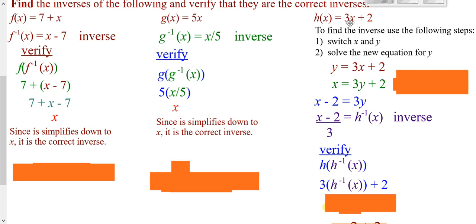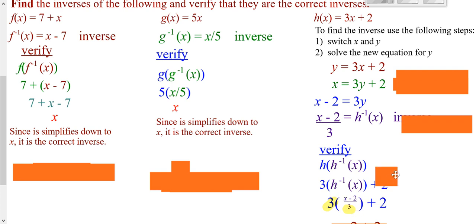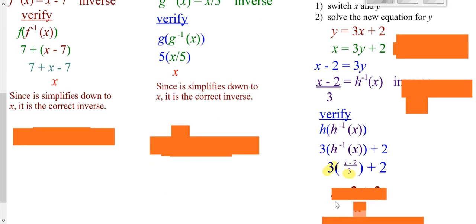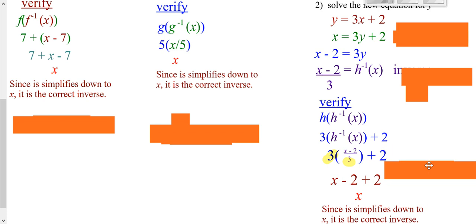It's 3 times your input plus 2. 3 times your input, which we think is our inverse, plus 2. So 3 times your inverse, which is x minus 2 over 3. Notice multiplying by 3 and dividing by 3, they cancel, leaving us with an x minus 2 and an x plus 2, which does simplify down to x. So yes, they are inverses. If it does not simplify down to x, you either made a mistake or they are not inverses.